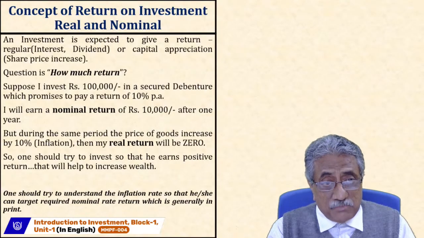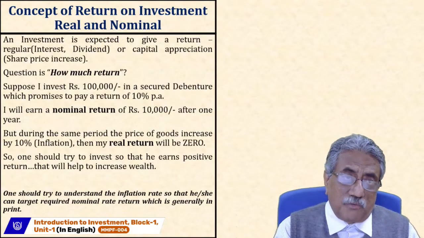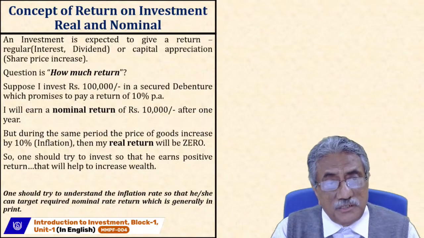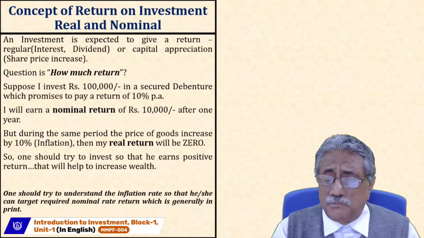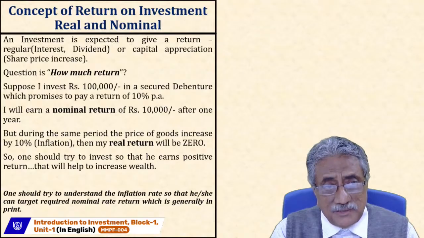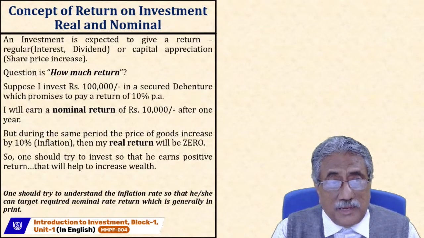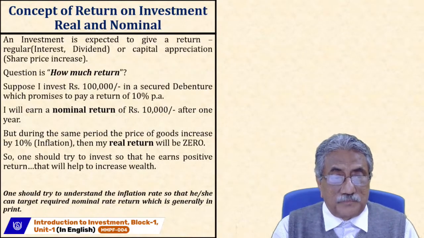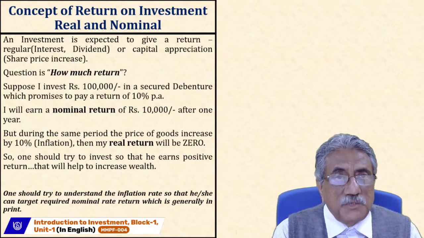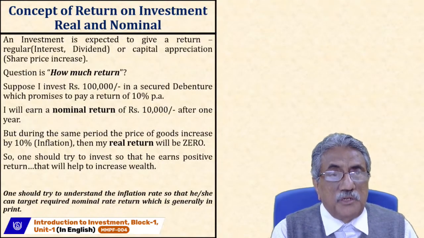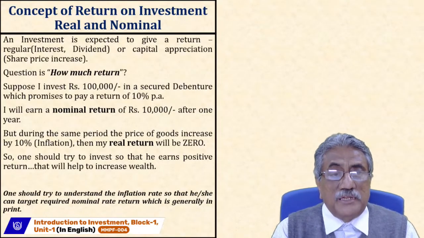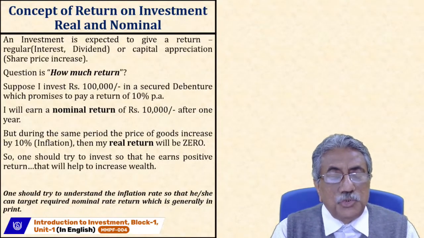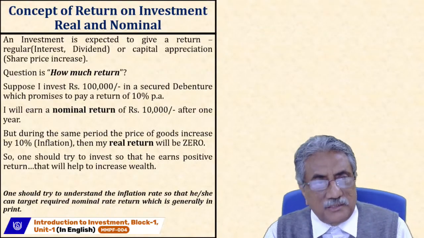I repeat the example. Suppose I have earned from the bank 8% return and inflation is 5%. That means 8 minus 5, 3% is my real return. So the main learning outcome from this concept of return on investment, real and nominal, we come to know that nominal rate is everywhere we see. We have to adjust inflation with that, then we'll come to know the real return.